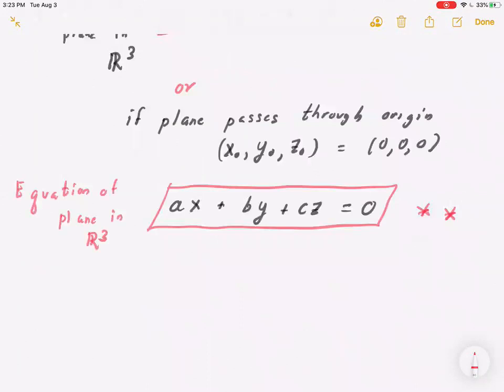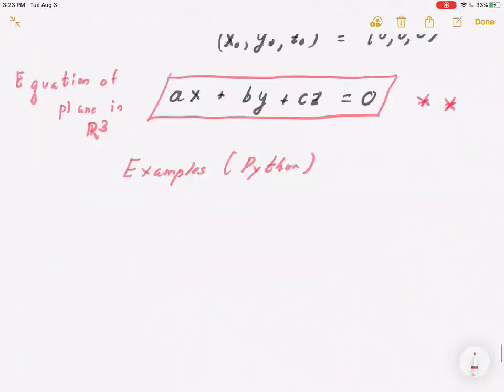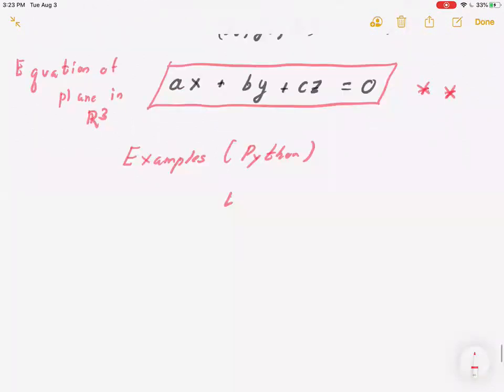So some examples, and you could use Python to in fact plot these equations to show that they're planes. Let's say 4x plus y minus 7 equals 0. This turns out to be the equation of a plane in 3 dimensions. You could plot that.